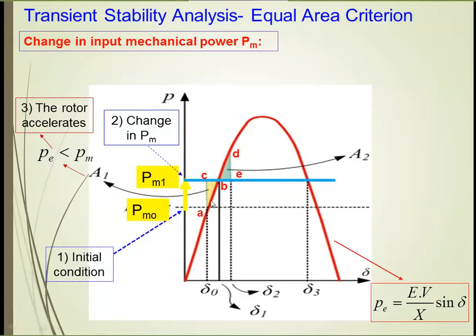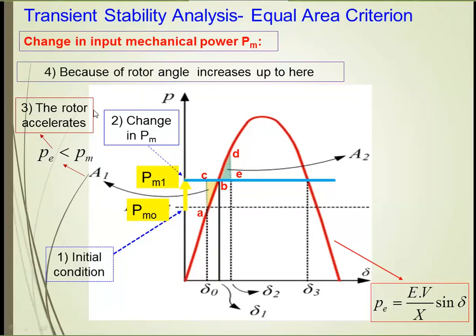So whenever PM becomes greater than PE, the accelerating power is positive, and the rotor will accelerate. Remember one thing, in this case, when we have changed the turbine mechanical power, we have assumed that the electrical load is constant. We have not changed the electrical load at that instant. We have changed the turbine power, but the electrical load is constant, and that's why you have PM greater than PE, and thus accelerating power is positive and the rotor accelerates here.